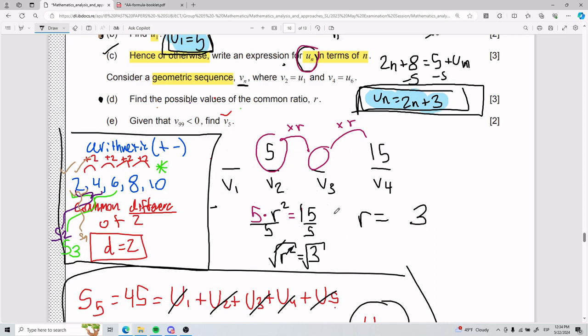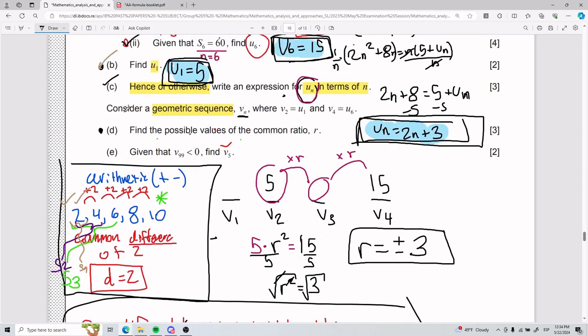Now, careful. Because you're square rooting, your answer is going to be r equals plus or minus square root of 3, which actually makes a lot of sense because for part D, they're asking for the possible values of the common ratio r. Also, the possible values is either r being positive or r being negative.